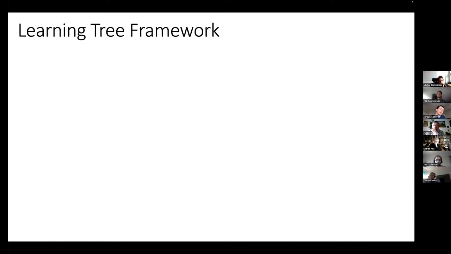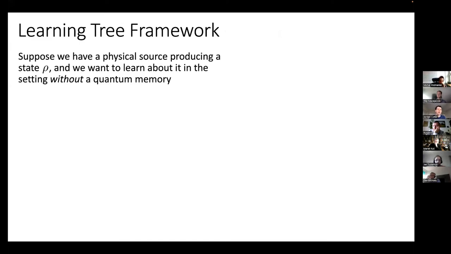So let me tell you now the basic framework by which we prove this. We call it the learning tree framework. And I'll in particular tell you how you do it for learning states. So suppose we have a physical source which produces a state rho. We push a button, we get out an n qubit state rho. And we want to learn about it in the setting without a quantum memory. Namely, we would like to think about this in the conventional experimental setting.